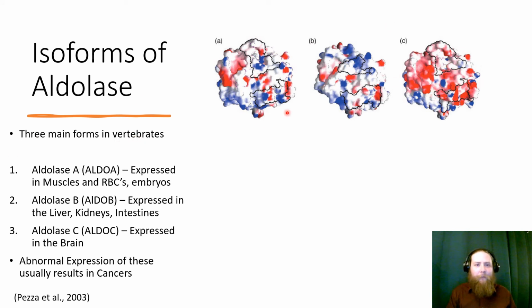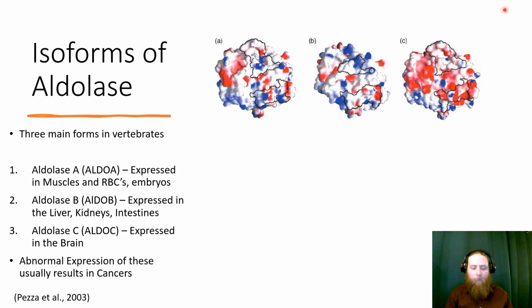And there are three main forms. There's aldolase A, which is expressed in the muscles and in red blood cells, and a lot of the time in embryos. There's aldolase B, which is expressed in the liver, the kidneys, and the intestines. And there's aldolase C, which is expressed in the brain. Something unique here is that you can see aldolase A and aldolase C have the same orientation of this electron region, and aldolase A and C are very similar in their function.